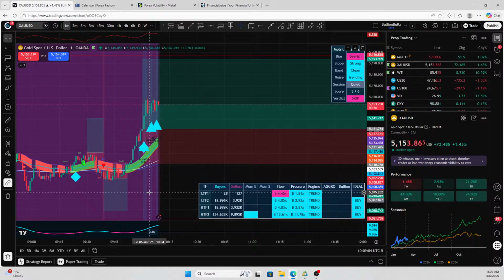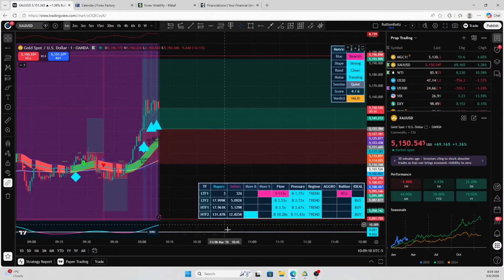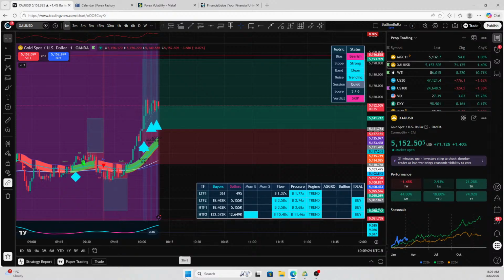And pressure is building up in the market. We should see, this is like a 1 minute pullback. Overall pressure is looking good. It's staying heavy on the buy side. So this tells us that buyers are extremely strong in the market.